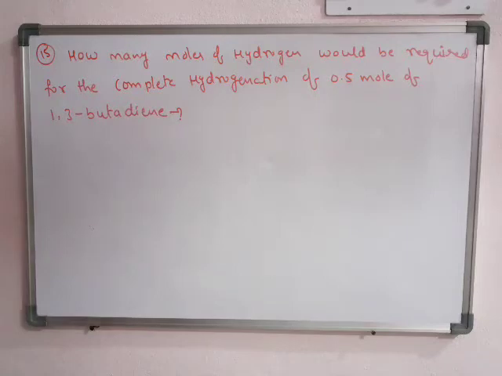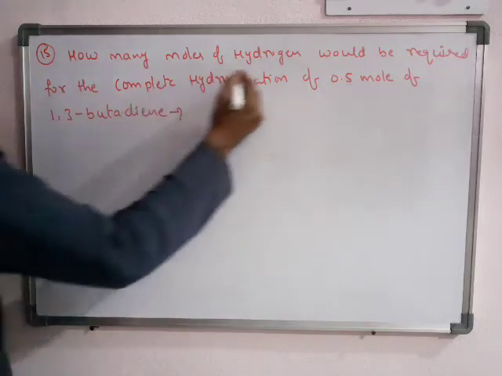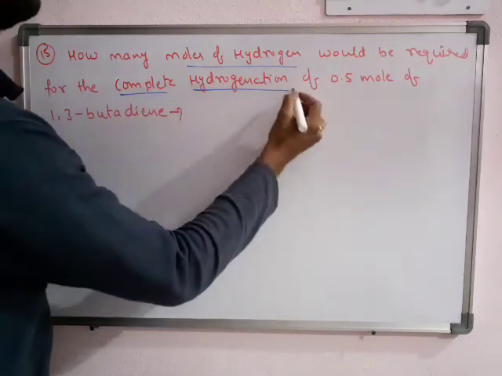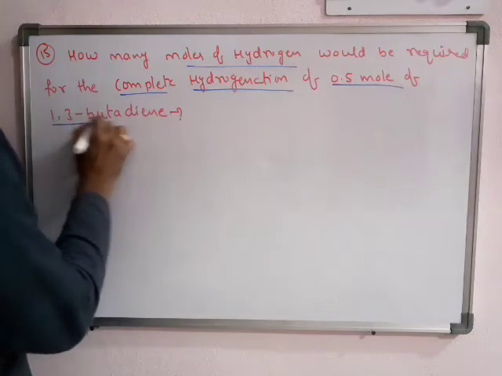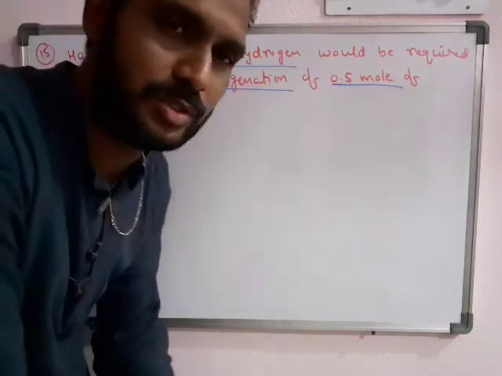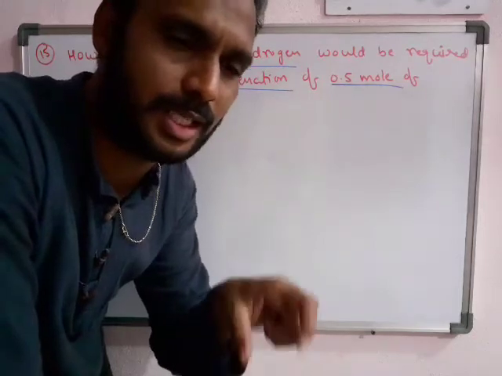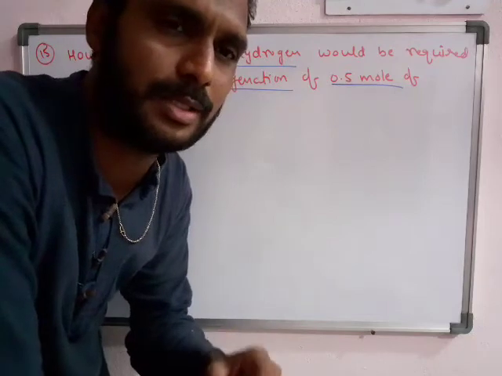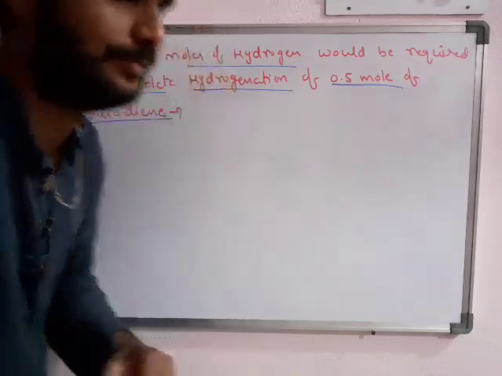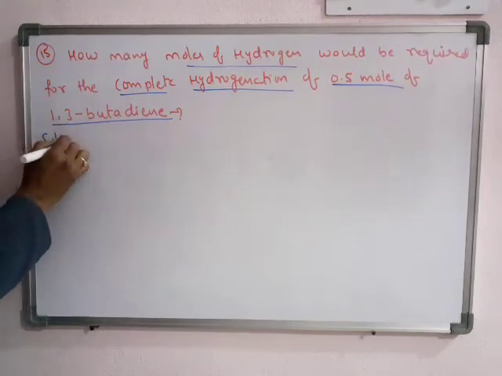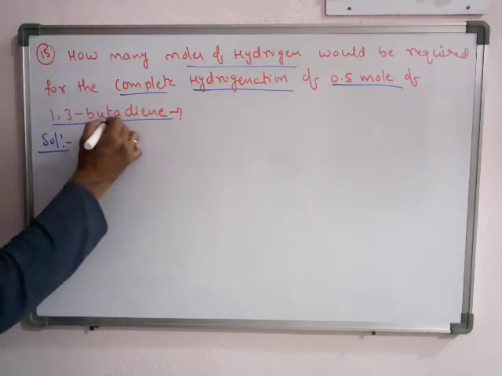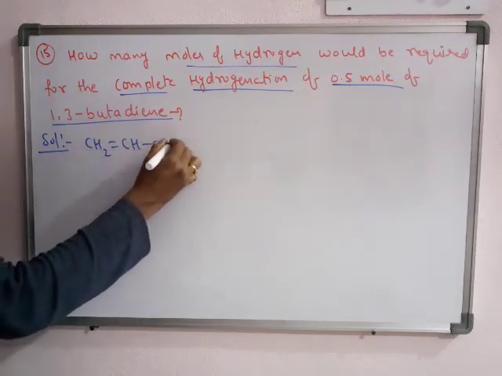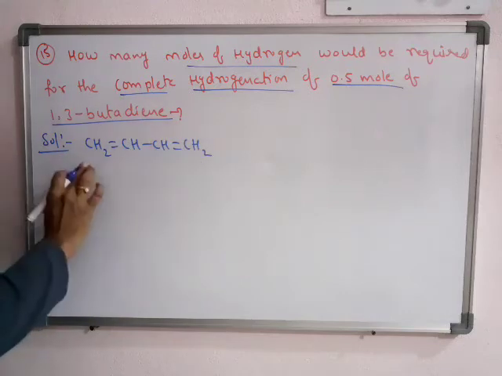See the 15th one. It is given: how many moles of hydrogen would be required for the complete hydrogenation of 0.5 moles of 1,3 butadiene? The problem is okay for our syllabus, but the name is out of our syllabus. 1,3 butadiene is an organic compound, and the compound is like this.